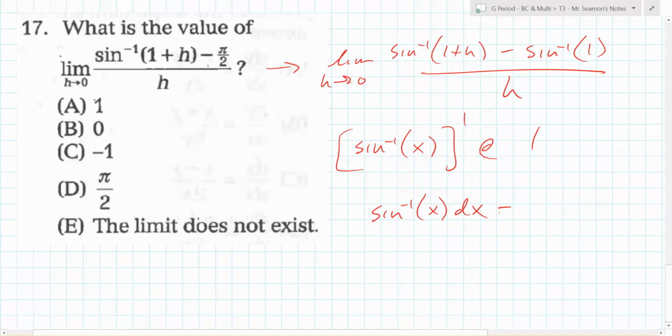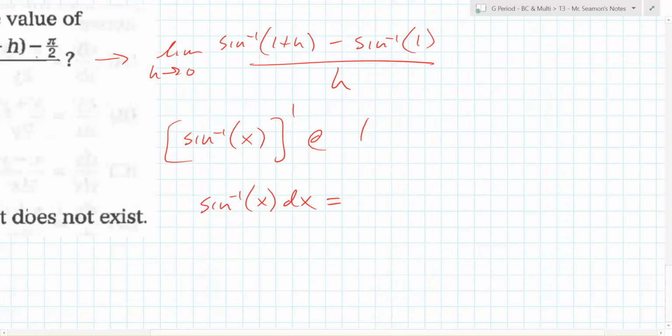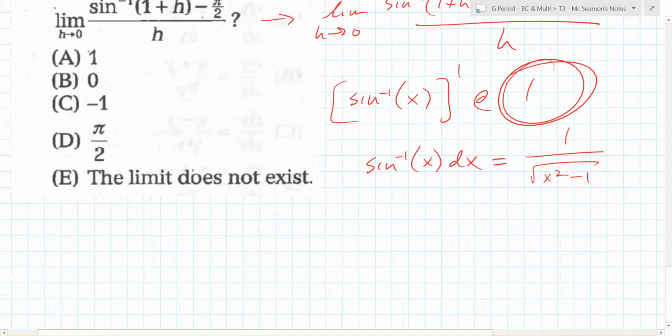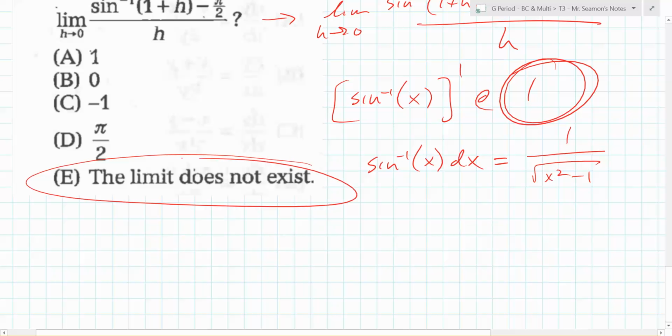So the question is, first of all, what's the derivative of sine inverse? What is it? 1 over what? 1 over square root of x squared minus 1. Is that it? Do we agree with that? Yeah? Okay, so then what is it asking you for? It's at what point? At 1. When you plug in 1, what do you get? Undefined. I think it's E?